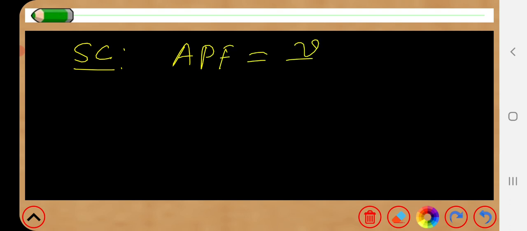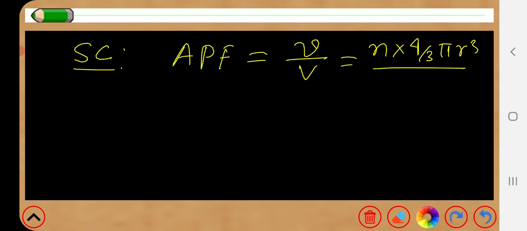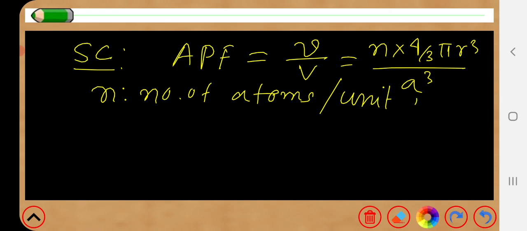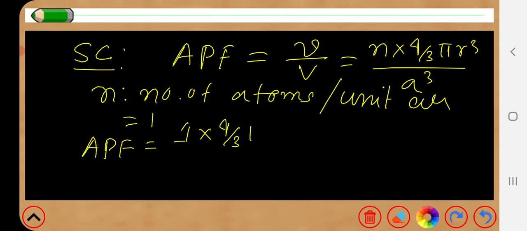ओके, तो चलो, फर्स्ट फटाफट फॉर सिंपल क्यूबिक स्ट्रक्चर एटॉमिक पैकिंग फ्रैक्शन. वी हैव जस्ट सीन दैट इज स्मॉल v बाई कैपिटल V, and small v is equal to n into 4/3 pi r cube. Capital V is volume of the unit cell. Let's take it is a cube. What is the n? N is the number of atoms per unit cell. For simple cubic structure it is 1. So APF is equal to 1 into 4/3 pi r cube.